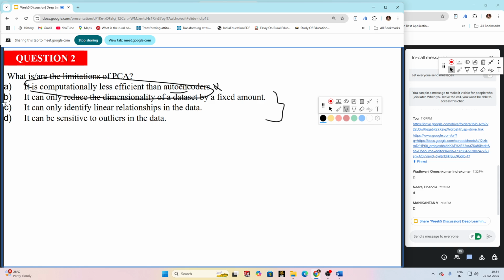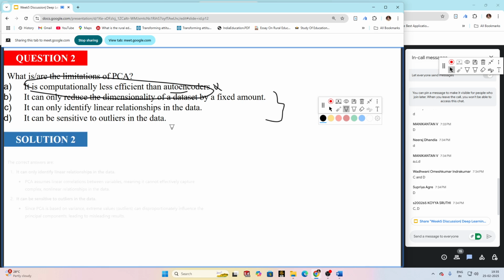Okay, so what is the correct answer between B, C and D? C and D. It can only identify linear relationship of data, and D, it can be sensitive to outliers. Okay, D, it can be sensitive to outliers. Sensitive to outliers is very true, because if there is an outlier which is indicating more variance to a principal component, but it is an outlier, so it can baffle your principal component. Okay, so option D is right.